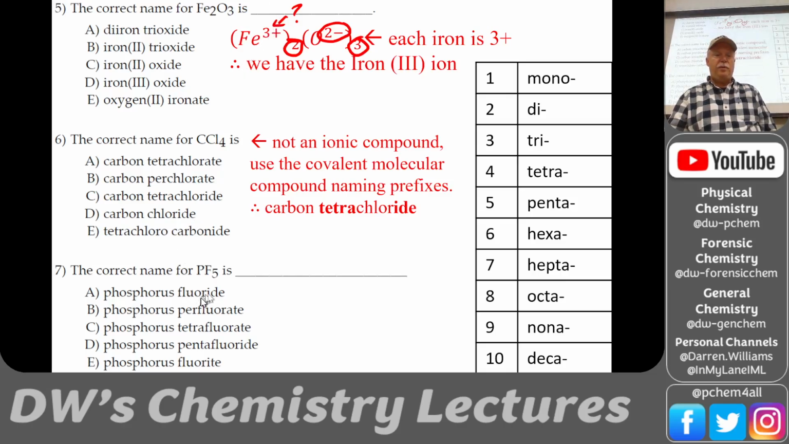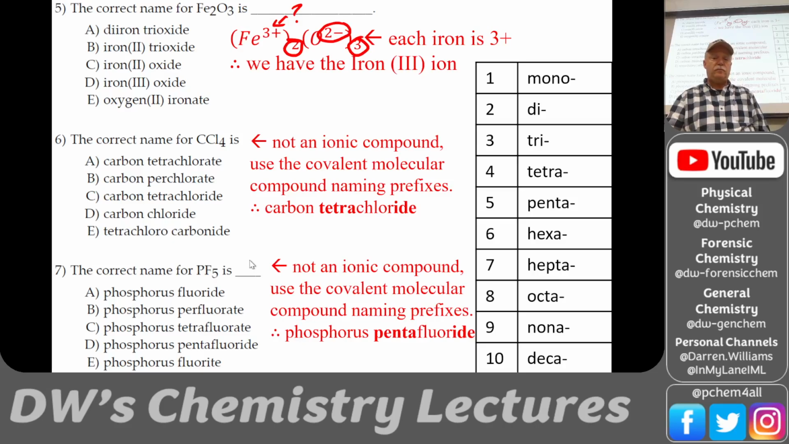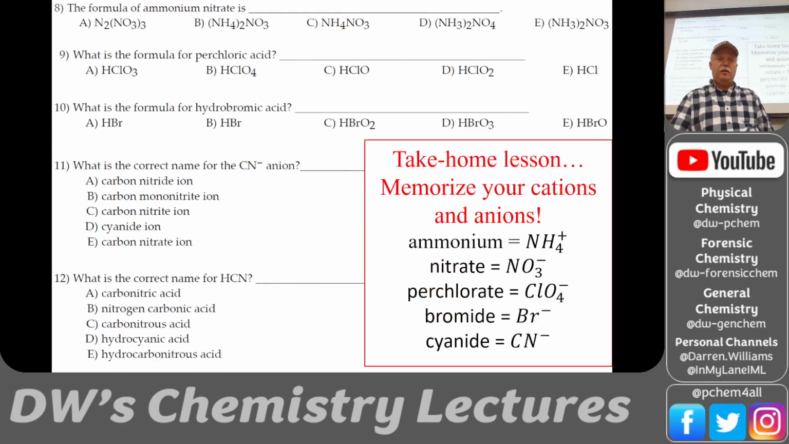So then let's do that with PF5. That'd be phosphorus pentafluoride. So there's 5 of them. Okay. Any questions on those so far? Just again, you just work your naming, know your cations and anions. Okay. All right, some more naming and formulas.